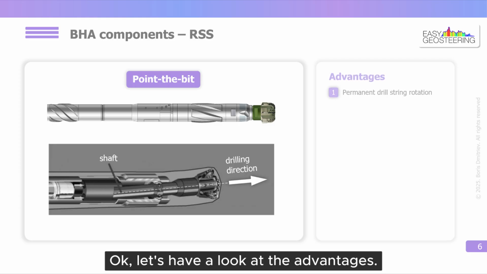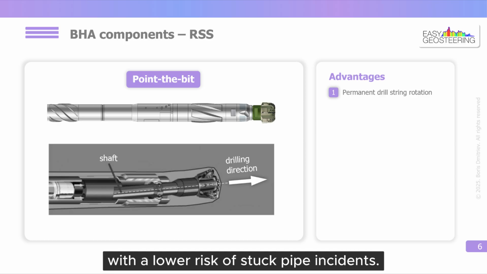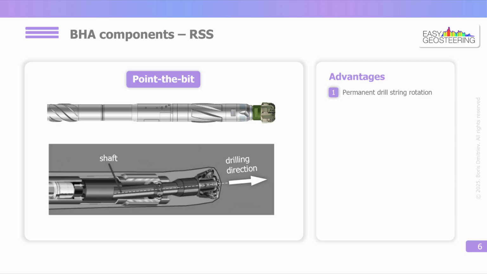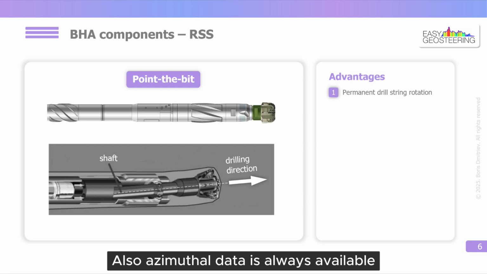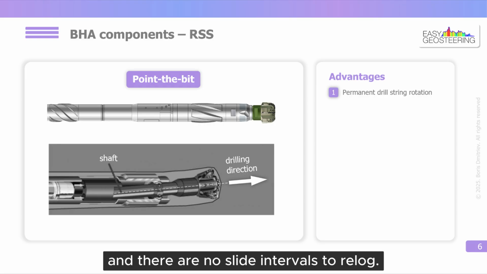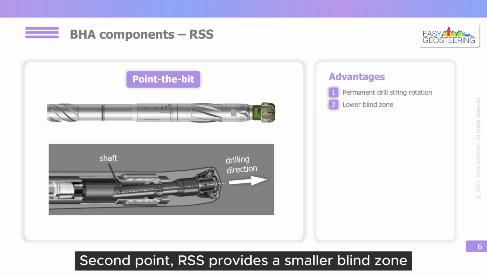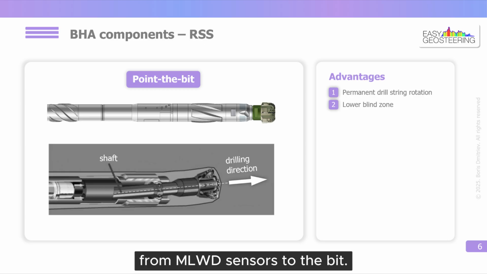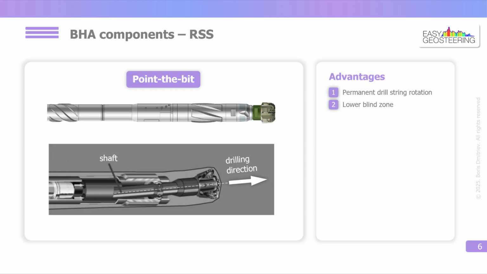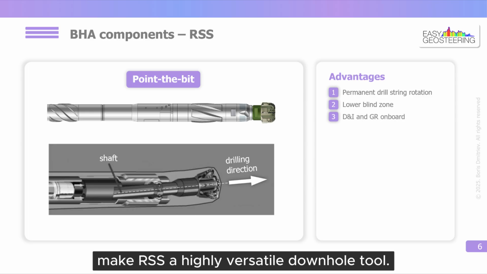Okay, let's have a look at the advantages. First, the permanent rotation allows us to drill longer wells with a lower risk of stuck pipe incidents. Also, azimuthal data is always available since we drill in rotary mode, and there are no slide intervals to relog. Second point, RSS provides a smaller blind zone from MLWD sensors to the bit.